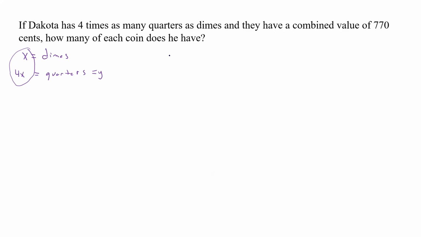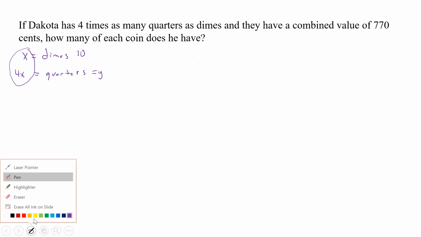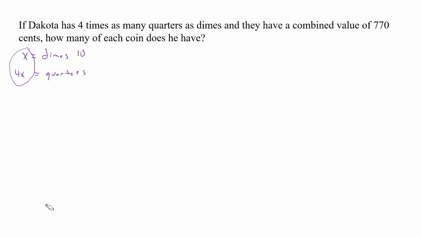And so what does that mean? Well, they have a combined value of 770 cents. The amount for dimes is 10 cents, and the amount for quarters is 25 cents. So maybe let's erase that y so we don't get confused. So we have 10 times x plus 25 times 4x equals 770.